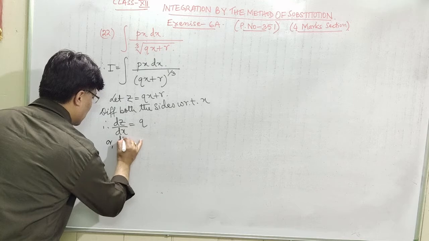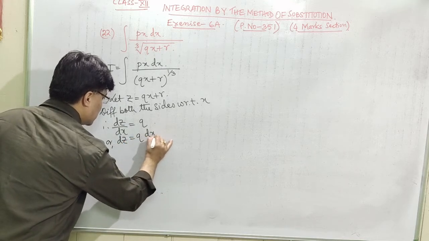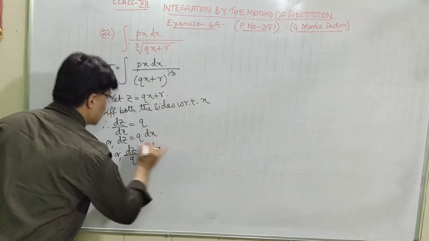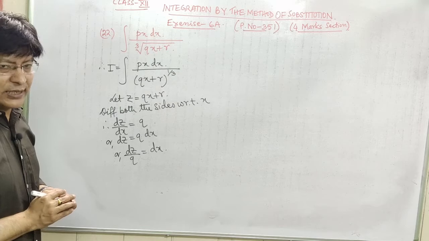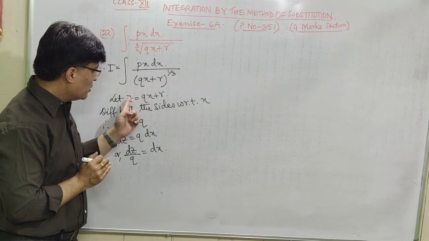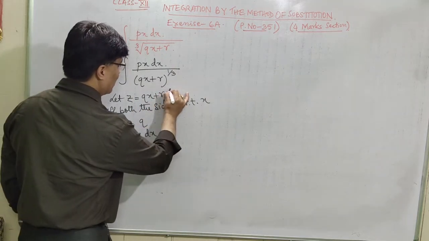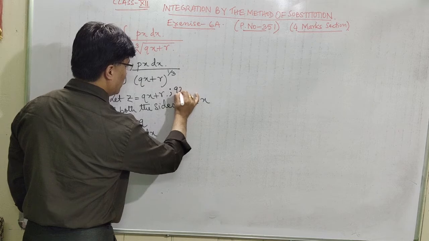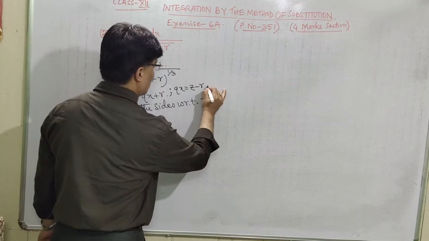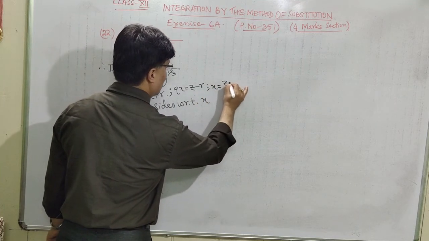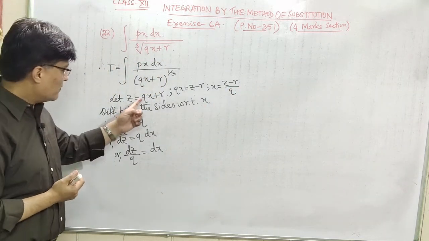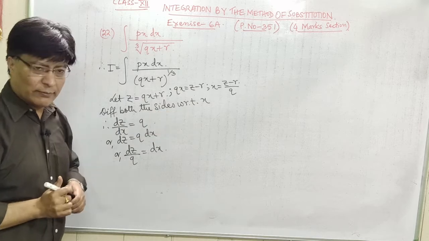So let us cross multiply it. So dz is equal to q dx, or dz upon q is equal to dx. That is, dx is equal to dz upon q. Now we have x out here, so from here you can get the value for x. What is the value for qx first? It is z minus r. Now what is the value for x from here? x is equal to z minus r, the whole divided by q.